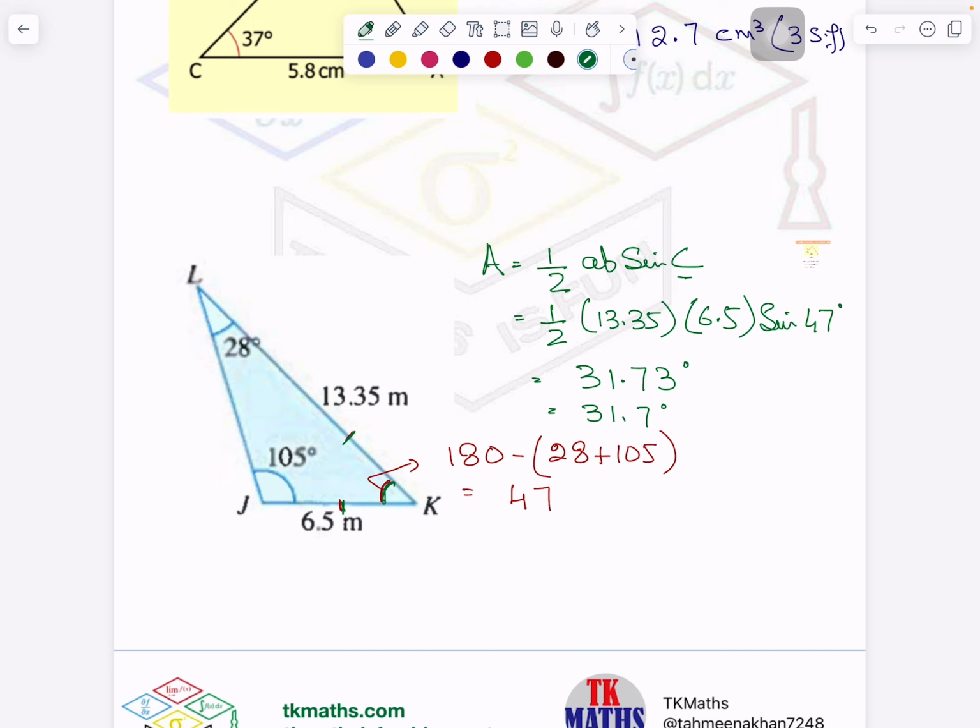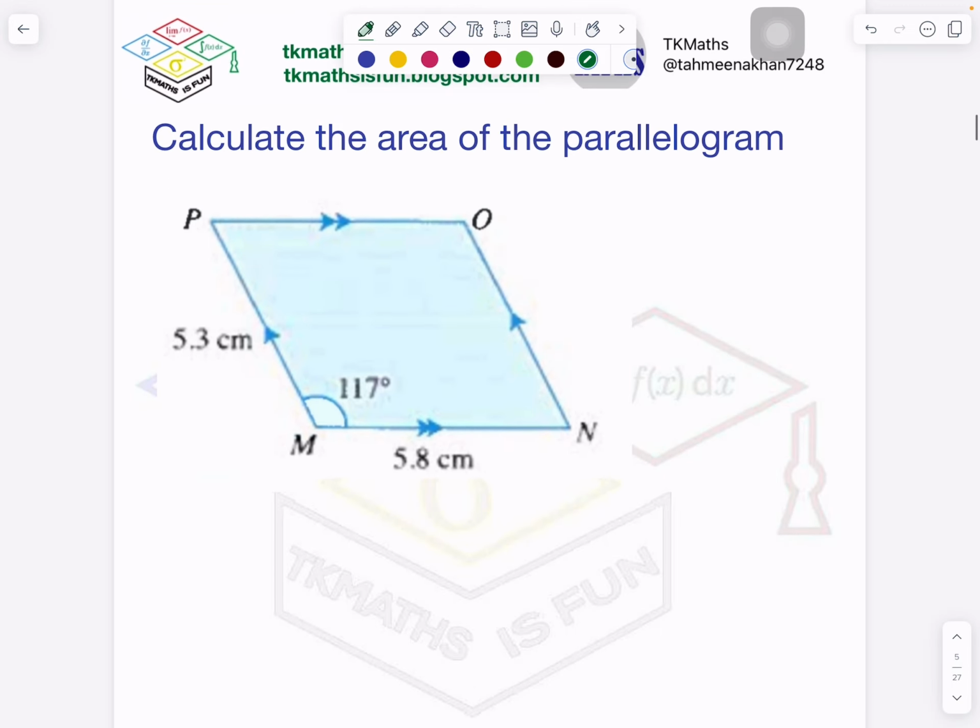Okay. Now, if you have to calculate the area of this parallelogram, how will you do it? Because the height is not given here, I cannot use the formula base into height. So what will I do here? Any idea? Yes, you are right. I can divide this parallelogram into two equal parts, as per the property of the parallelogram.